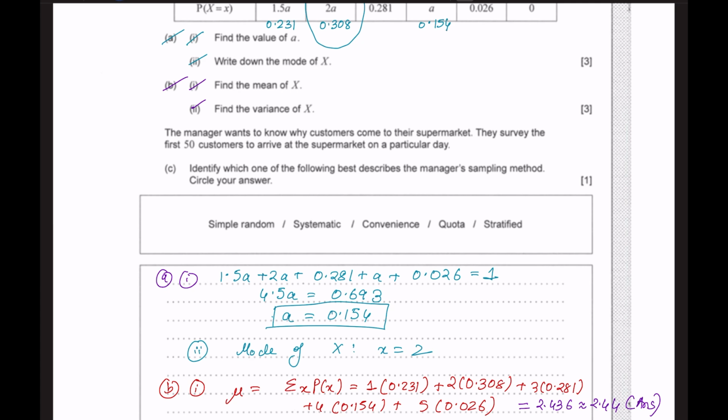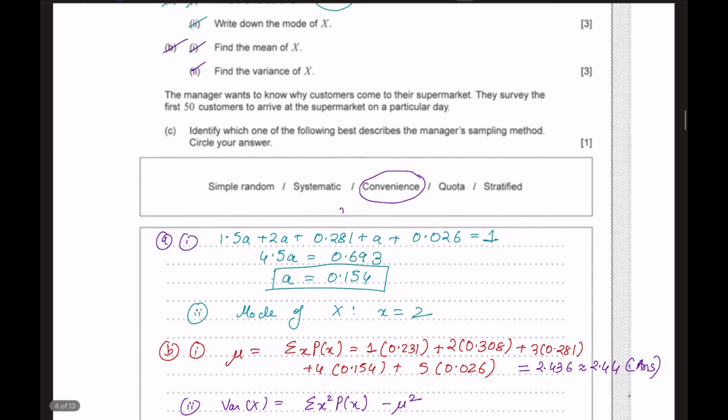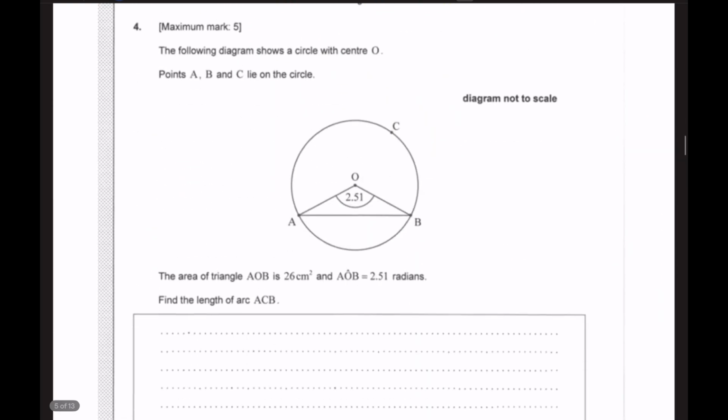Now, the manager wants to know why customers come to the supermarket. They survey the first 50 customers to arrive at the supermarket on a particular day. Which of the following best describes the manager's sampling method? So this is convenience sampling, because the manager is only surveying the first 50 customers of a specific day. So it's not random, it's not stratified, it's not even quota or systematic. It's just convenience. He wants to do it based on ease. So with this, we are done with question 3.